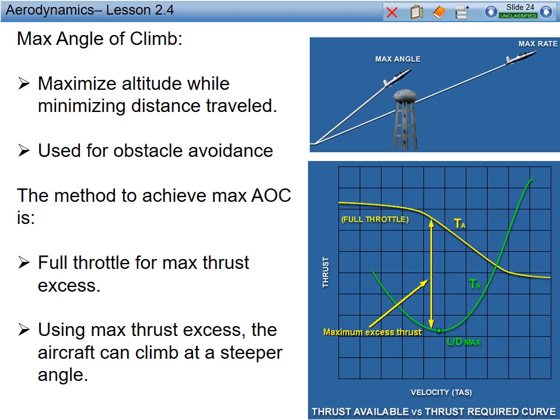Remembering our curves from Aero 1, we find our maximum thrust excess for a turboprop aircraft to the left of LD max, meaning a lower airspeed and higher angle of attack.